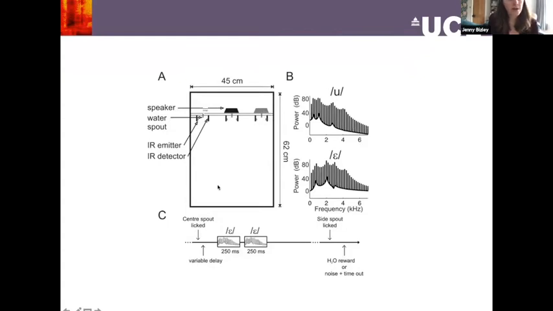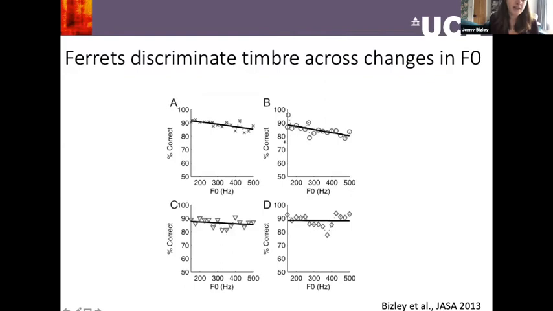So ferrets were able to learn this task. We trained them with vowels that have a single pitch, and we then tested them across a variety of other fundamental frequencies. And the animals were really able to generalize very well across a whole range of different pitch values with really minimal additional training.